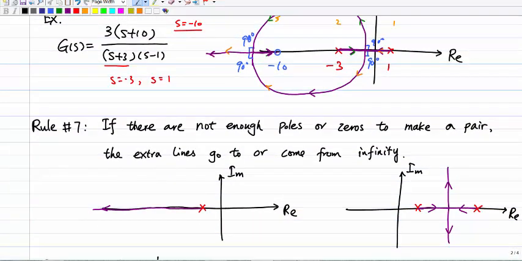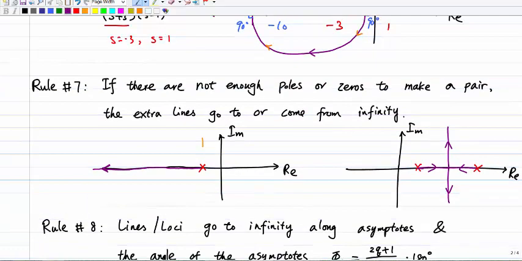For example, if I only have one pole over here, what's going to happen? According to rule number 5, to the left of an odd number of zeros or poles on the real axis is part of the locus. Pole 1 is here, so everything to its left will always be part of the locus. So the entire line goes to infinity. According to this rule, it goes to negative infinity.